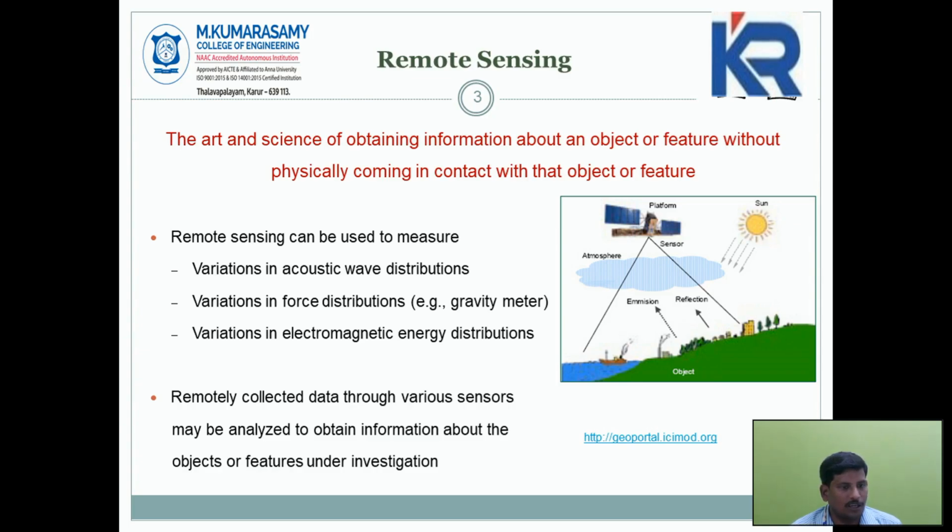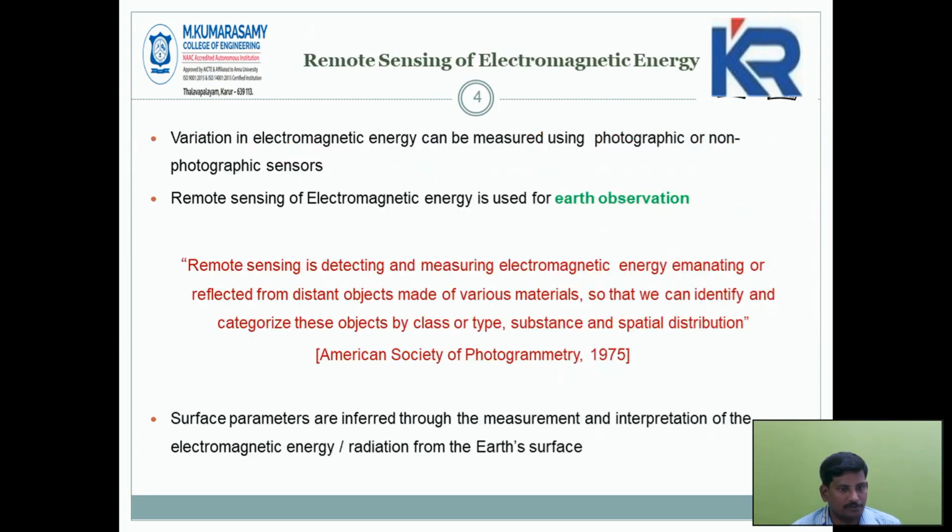Remote sensing can be used to measure variation in acoustic wave distributions, variation in force like a gravity meter, and variation in electromagnetic energy distribution. All the objects in the earth features are observed with the help of the variation in electromagnetic energy in the field of spectrum. Remotely collected data through the various sensors may be analyzed to obtain information about the objects or features under investigation.